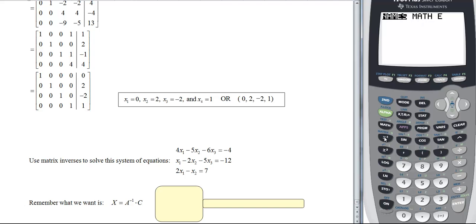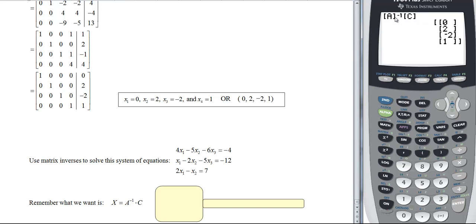Or go get my next matrix. I want to go over to edit. I want to do number 3. And 3 is going to be a 3 by 1. So negative 4, negative 12, 7. Second quit.